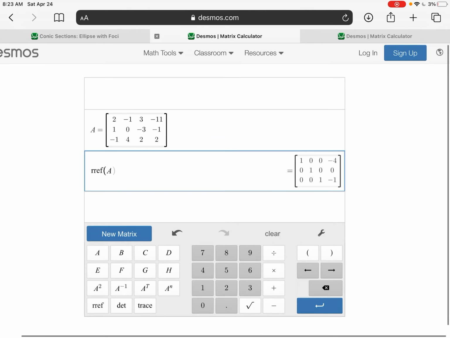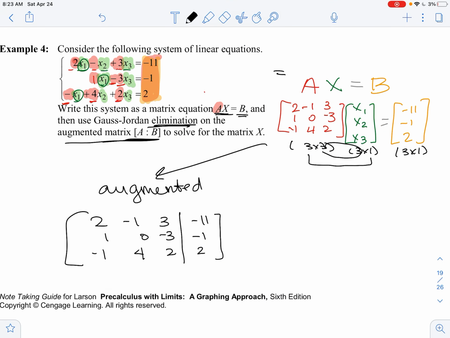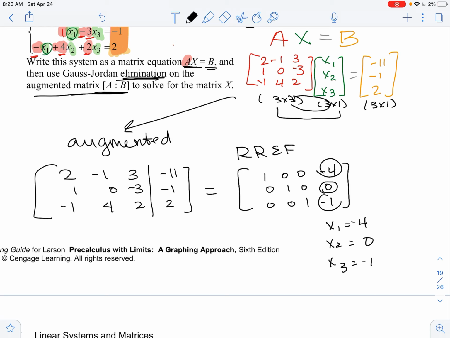So we're going to take that answer back to our problem. And when we used reduced row echelon form in the Desmos matrix, we got 1, 0, 0, -4, 0, 1, 0, 0, 0, 0, 1, -1. And that tells me my answers are x1 equals -4, x2 equals 0, and x3 equals -1.